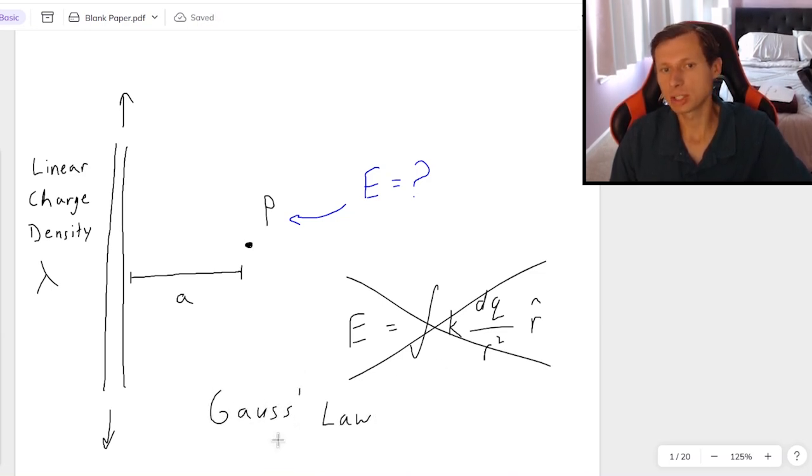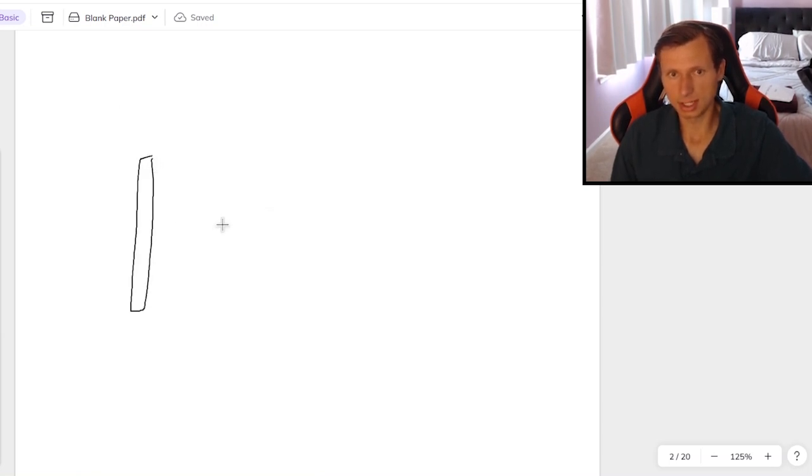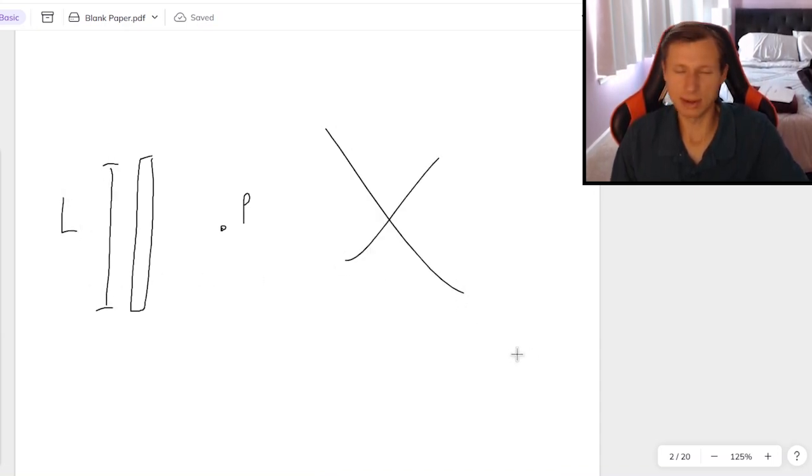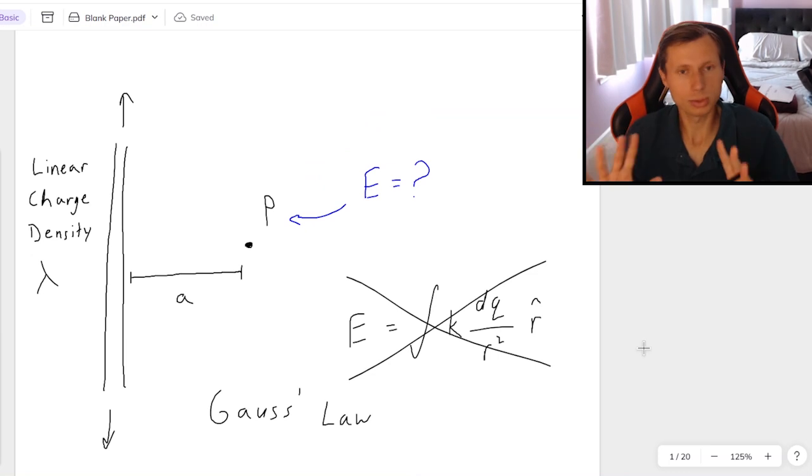We can use Gauss's law because this line is infinitely long. If this had a finite length, in other words, if the problem looked like this, and the line had a length L, you cannot use Gauss's law, and this problem is just terrible. But again, I cover it in a different video. Okay, great. We're going to use Gauss's law. But what is Gauss's law? What's the equation, and how do I use it?